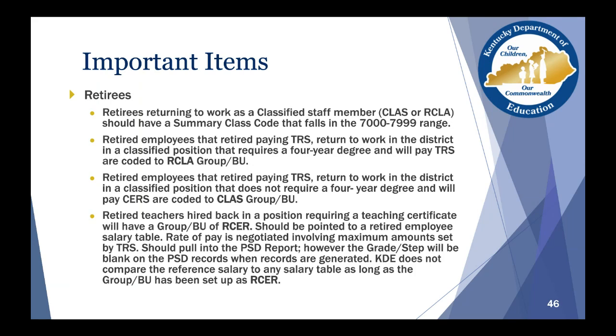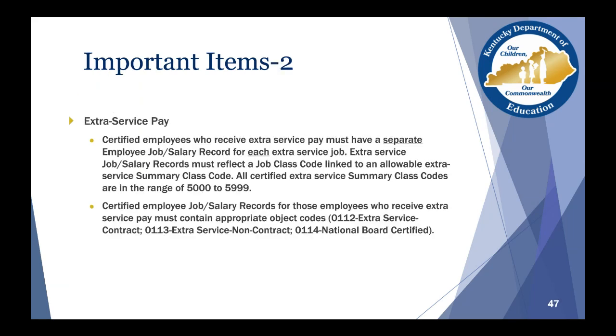So, extra service pay. A certified employee who received extra service must have a separate employee job salary record for each extra service job. Extra service job salary records must reflect a job class code linked to an allowable extra service summary class code, and those are in the range of 5,000 to 5,999. Certified employee job salary records for those employees who receive extra service pay have to contain the appropriate object code, which is 0112, 13, or 14.